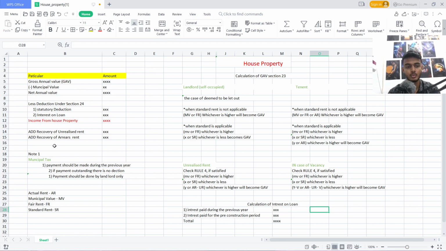Now we'll discuss a few notes on how to calculate house property. First of all, municipal tax. There are three criteria which we need to keep in mind before calculating municipal tax. Payment should be made during the previous year. If payment is outstanding, there is no deduction. Payment should be done by the landlord only. This is how we get the value of municipal tax.